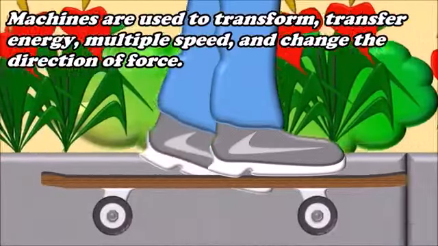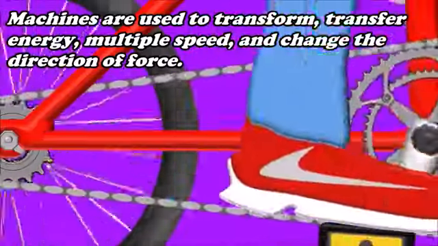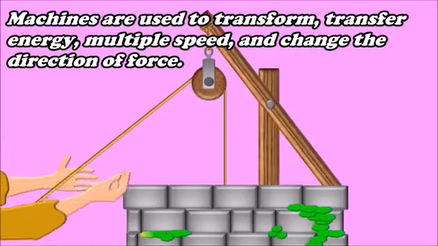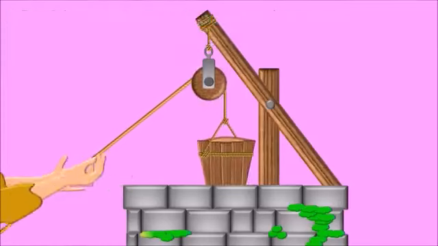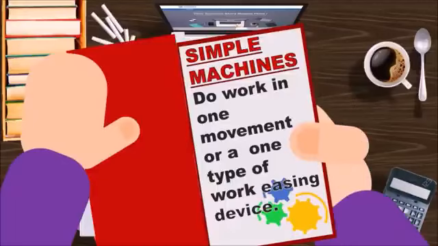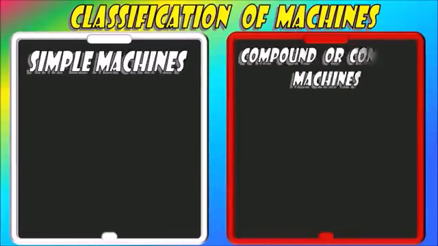Machines are used to transfer energy, multiply speed, and change the direction of the force. Simple machines do work in one movement or one type of work-easing device. Machines can be classified as simple machines and compound or complex machines.